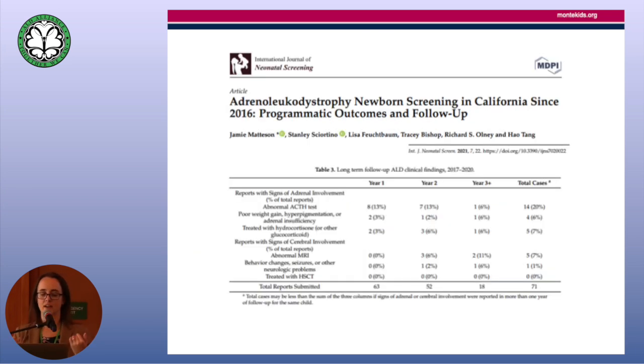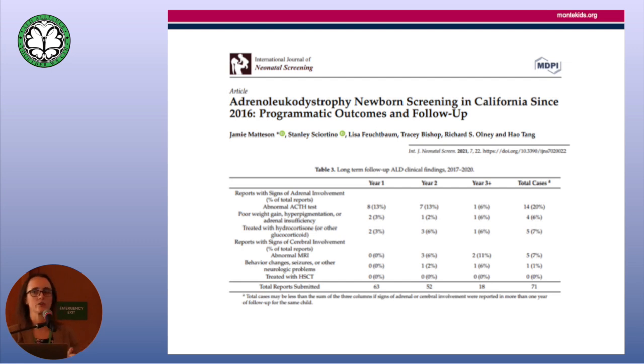This is a publication out of California about follow-up, and this is going to lead to my point about what we need to do for the future. This is a very early follow-up out of California, and it's reporting who has adrenal involvement. The numbers are small, but there are a small number of kids who are presenting really young with adrenal abnormalities. Some of the definitions of adrenal insufficiency are inconsistent.